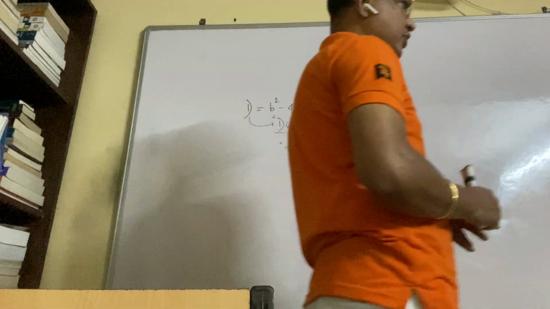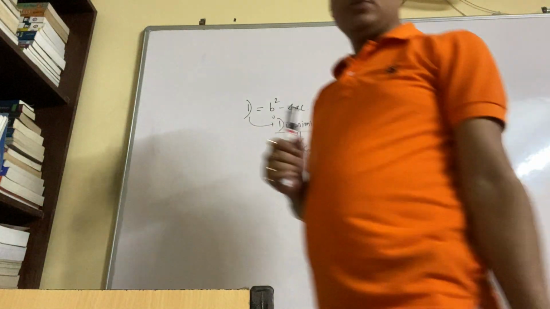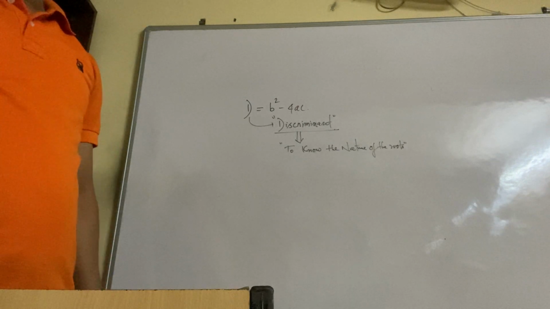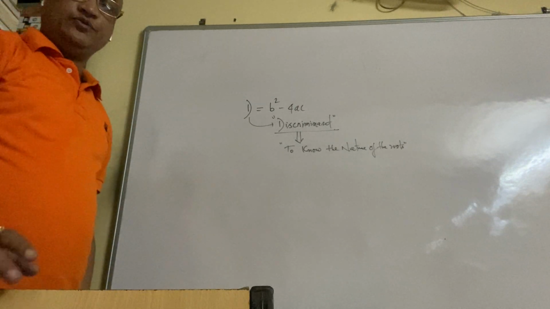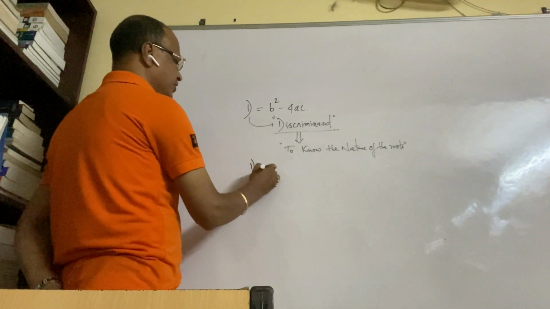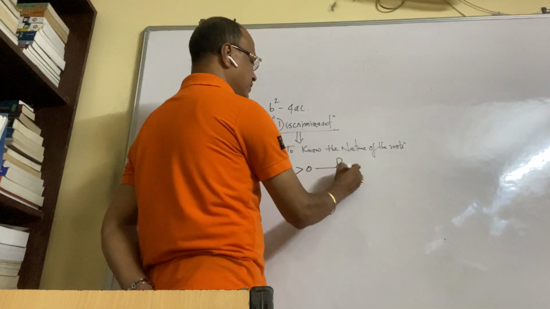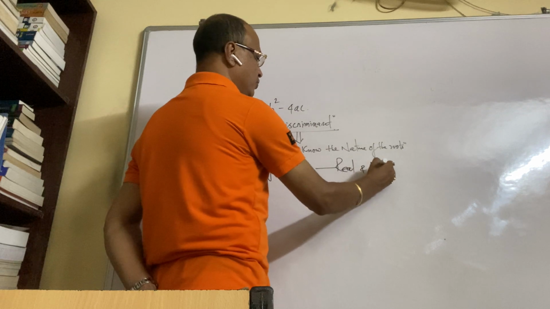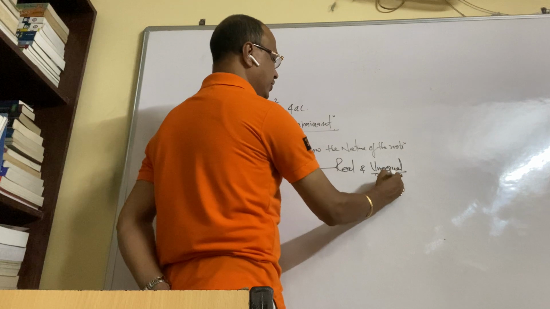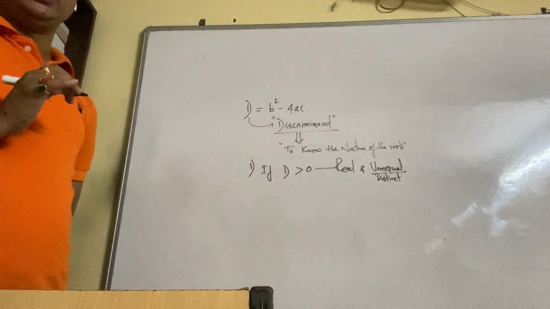If we want to know the nature of the roots of a quadratic equation, we have to find D. And after getting D, there are some conditions. Number one condition is, if D is less than 0, then roots are real and unequal. This unequal is sometimes called distinct also. Distinct मतलब अलग अलग, unequal होगा, equal नहीं होगा.